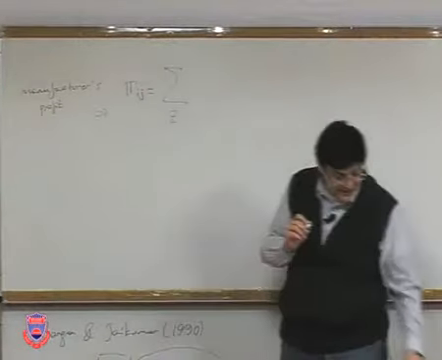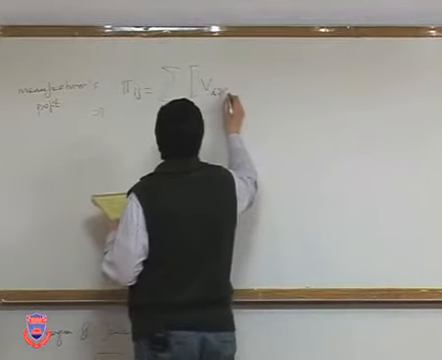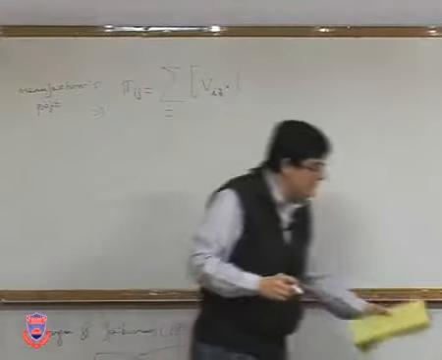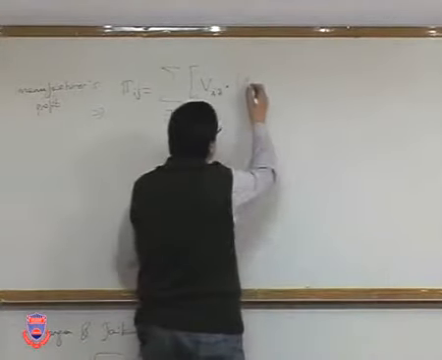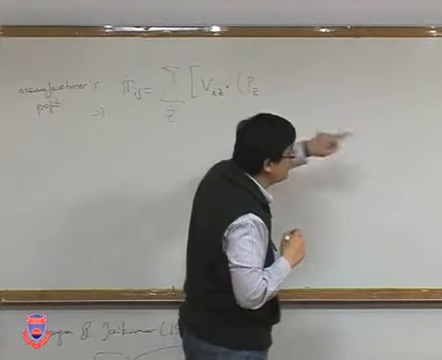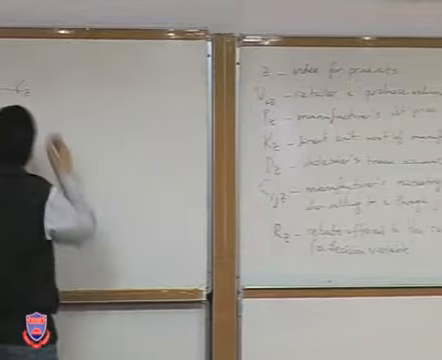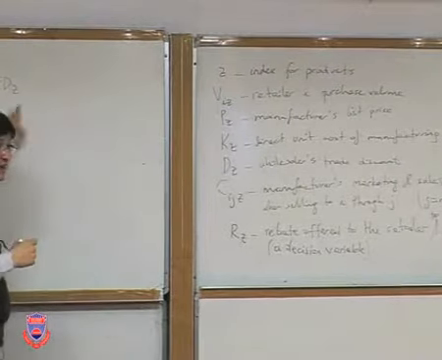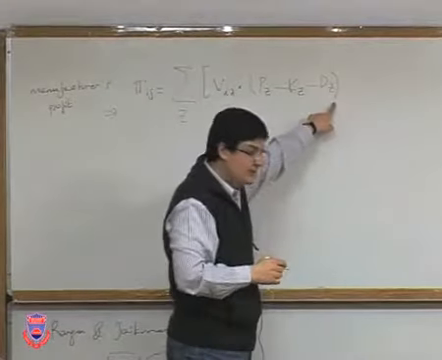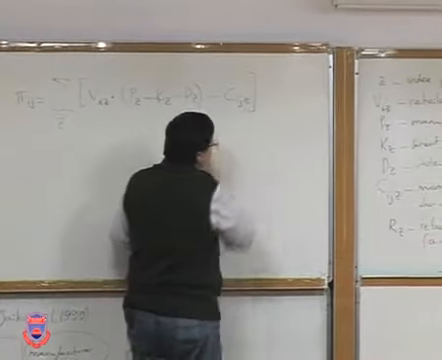We sum over all z's the following quantity. We have V sub iz times, now, what will be the profit per unit that the manufacturer is going to get? Well, the manufacturer is going to sell it at P_z. However, there will be a direct cost, which is K sub z. And then we have D sub z, which is the trade discount given. So this is going to be over the volume. And on top of that, we are going to have the sales expenses.